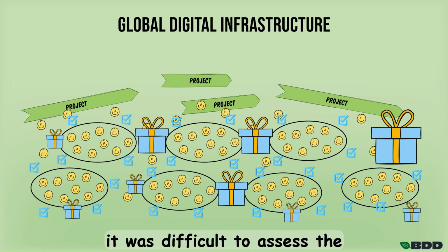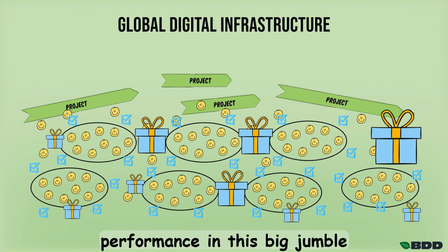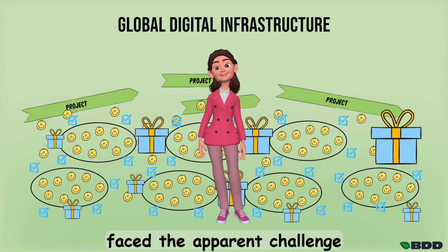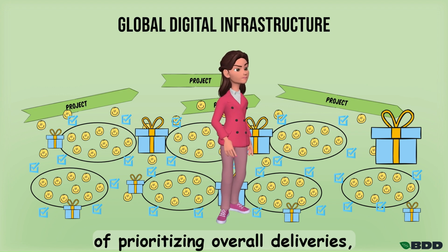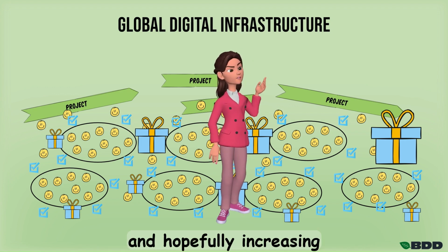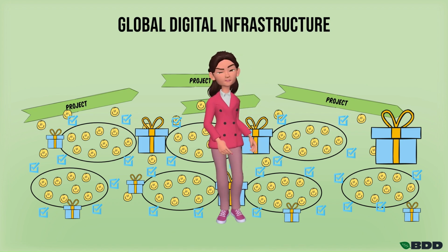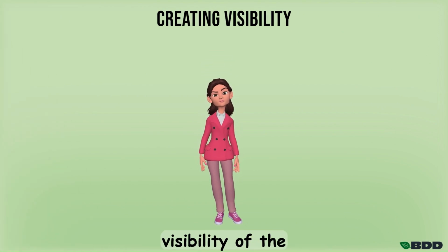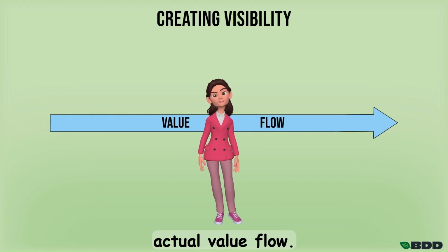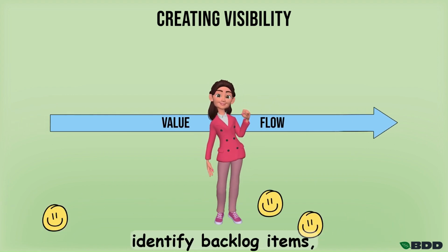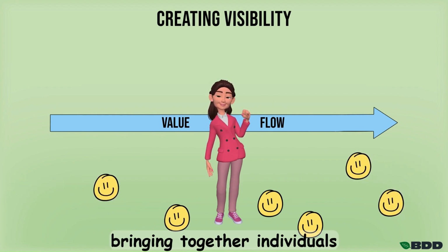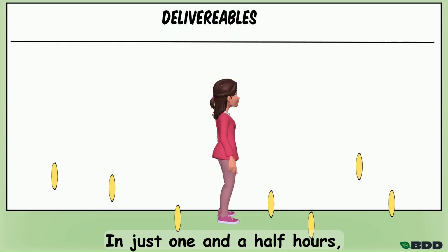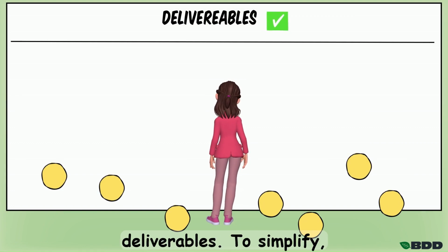As you can imagine, it was difficult to assess the performance in this big jumble of work assignments. The newly appointed product manager faced the apparent challenge of prioritizing overall deliveries and hopefully increasing productivity. As a supporting coach, I wanted to help create visibility of the actual value flow. I organized a workshop to identify backlog items, bringing together individuals with a strong understanding of the department's work. In just 1.5 hours, we found most of the current deliverables.